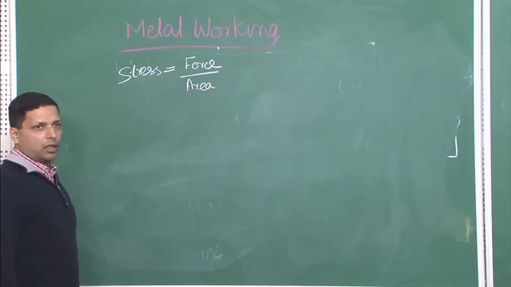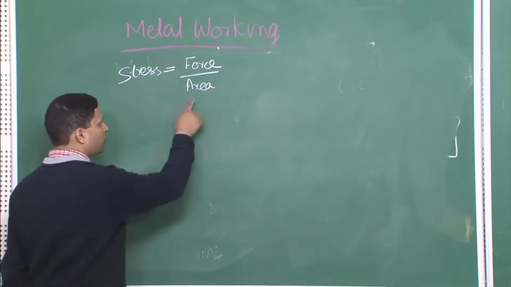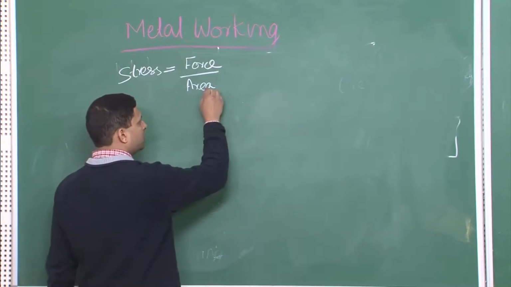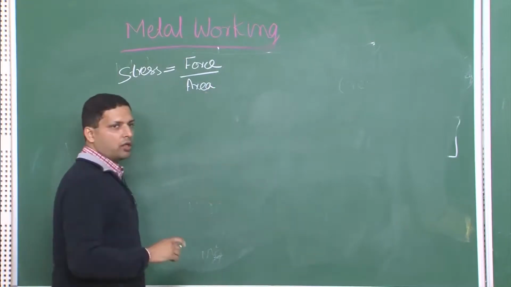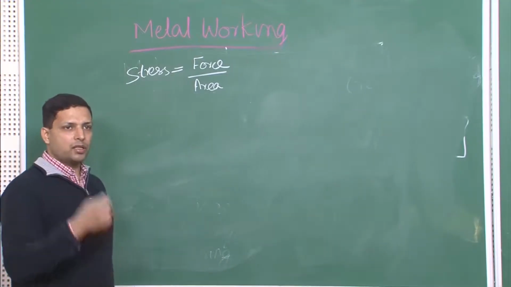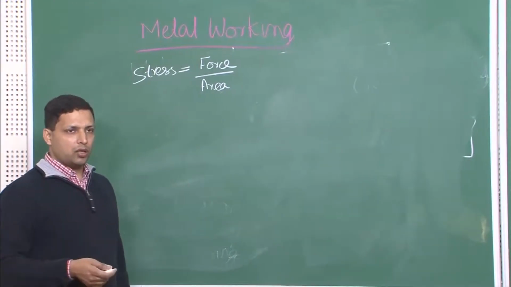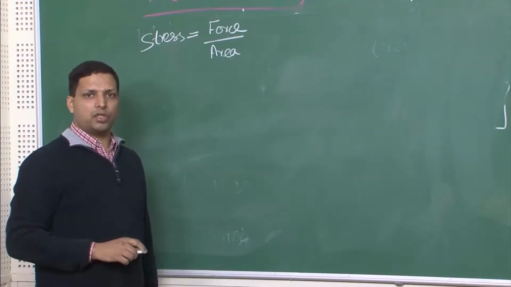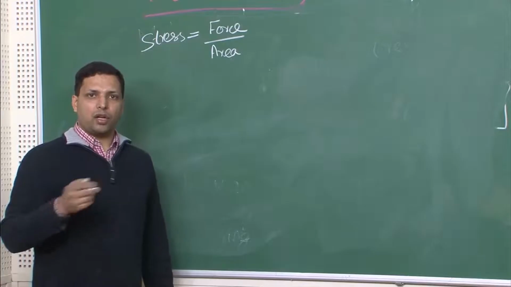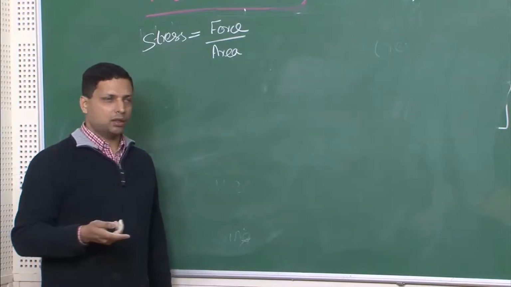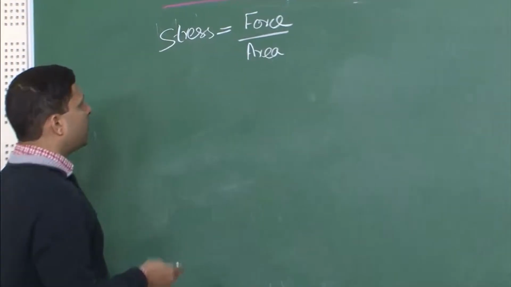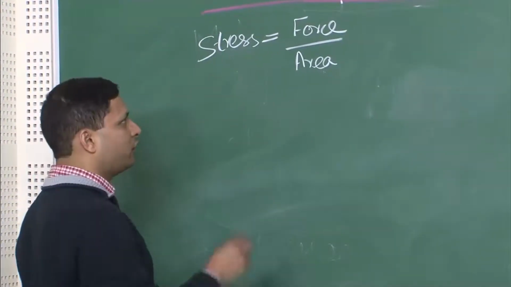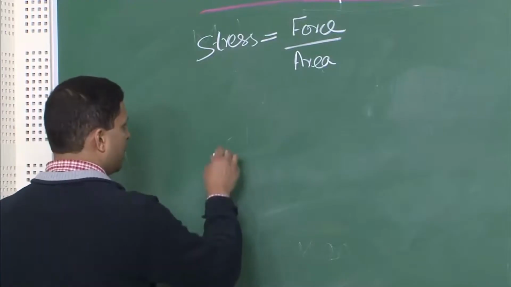Now here, if you are deforming, then of course this area will change, and if this area changes, therefore you have to determine whether you are talking about instantaneous area or you are talking about original area, and based on that this stress value would change, and it will be called engineering stress or the true stress. But in order to define this, we will need the value of strain, and therefore I would first describe strain over here.